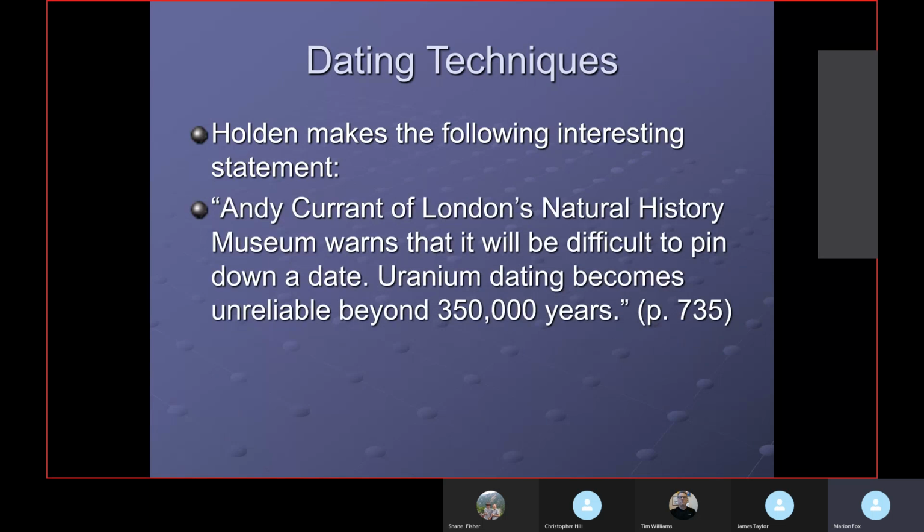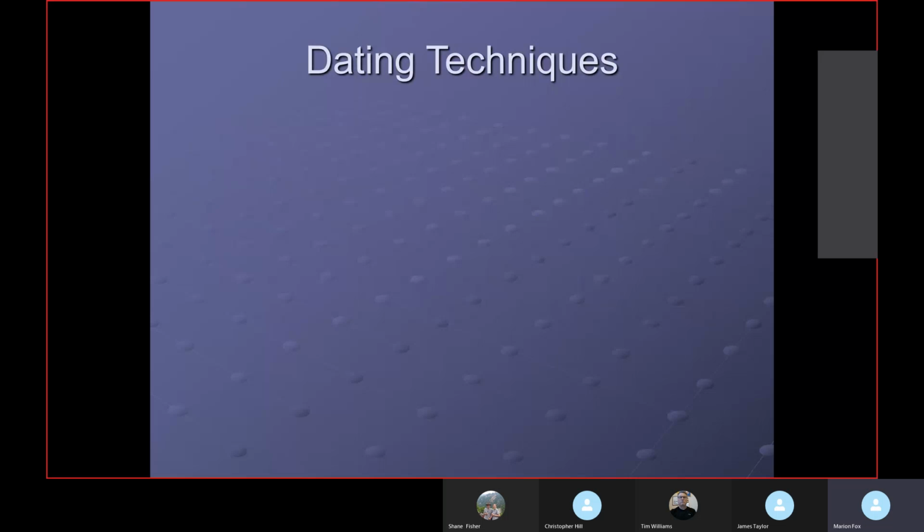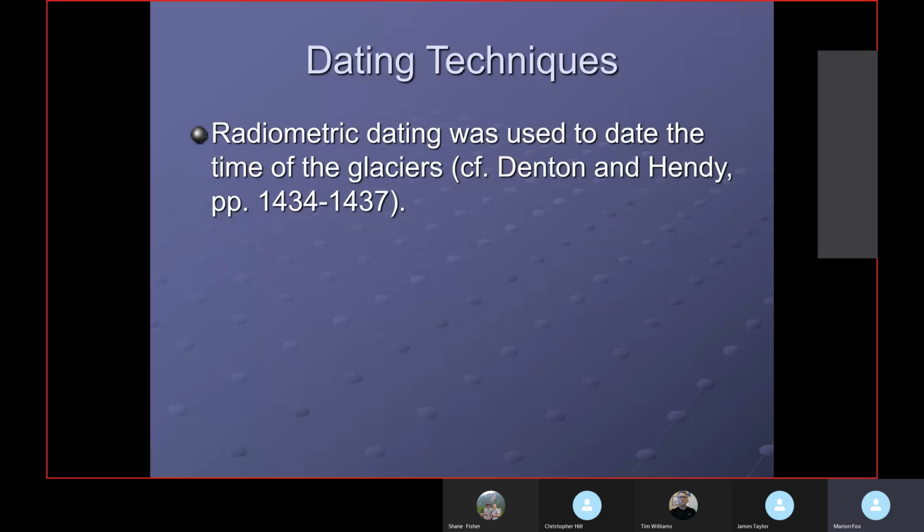I find this interesting. Holden says, Andy Current of London's Natural History Museum warns that it will be difficult to pin down a date. And he says uranium dating becomes unreliable beyond 300,000 years. I find that somewhat interesting, but we won't go any further. How did they date glaciers?